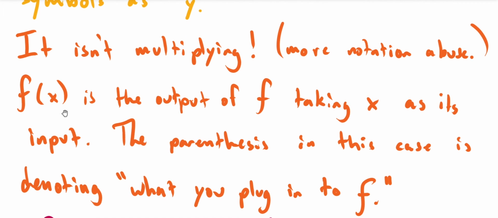And even though "of" in other cases, this is even linguistical notation abuse, right? Because "of" often means multiply. No, no, no. This means input. This means x is going into this machine called f, and f is going to do some stuff to it. And then your output is going to be this whole collection of symbols, f of x. The thing in the parentheses is to mark what you plug into f.